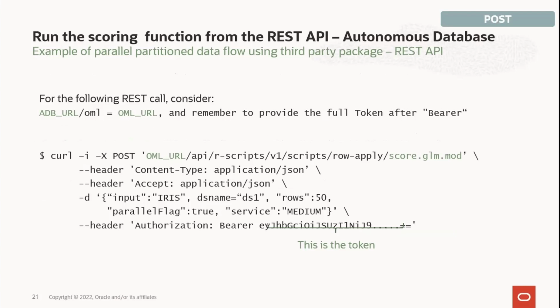And then finally, you're going to run the scoring function, score GLM mod from the REST API. So we're sending a post request to the row apply endpoint, specifying the input table iris that we want to score the data in parallel chunks of 50 rows using the medium service level, which is corresponding to the level of parallelism that we want. And again, we have to include our token in the request.